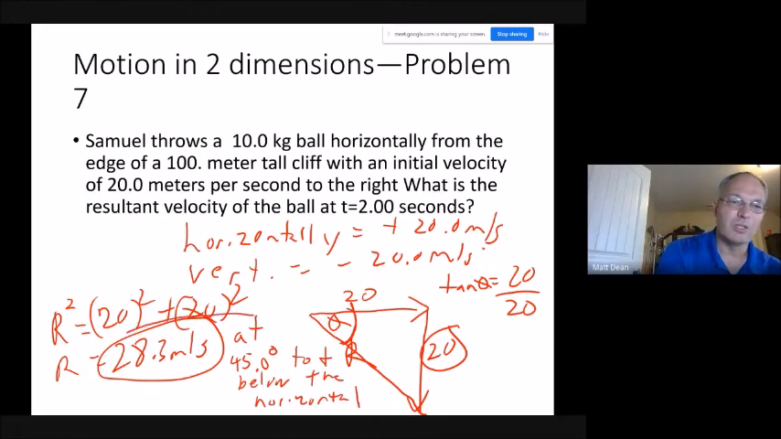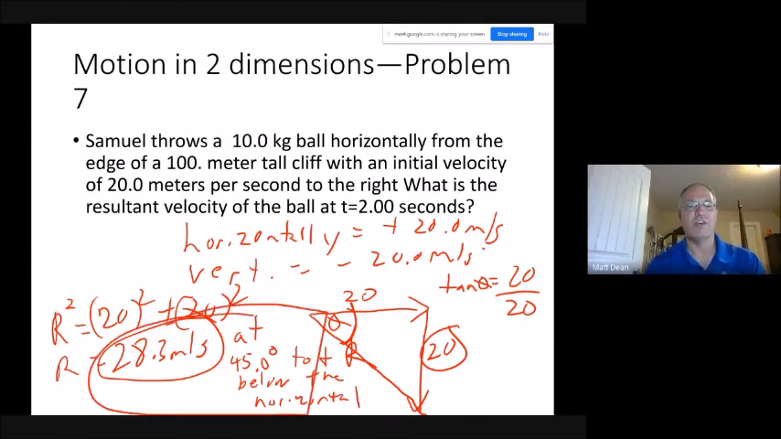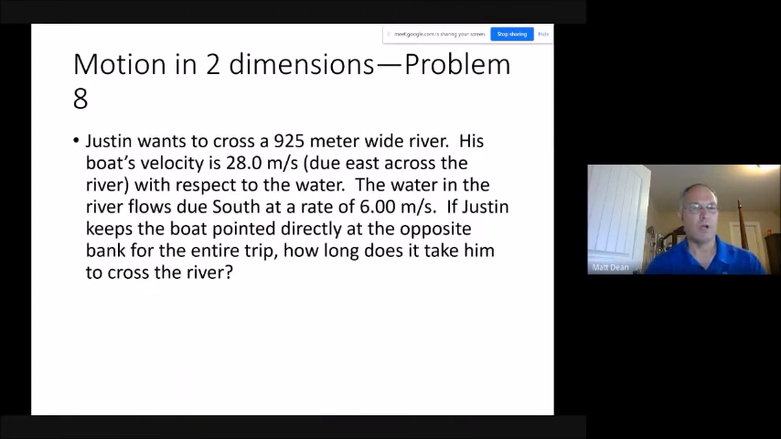So our answer on this problem is 28.3 degrees at 45 degrees to the right and below the horizontal. All right, we got one more problem, two pieces of it that we want to look at, and then we're going to call it a day.